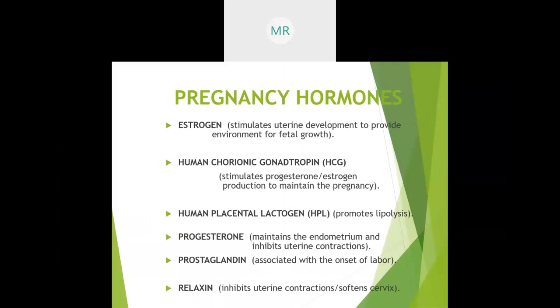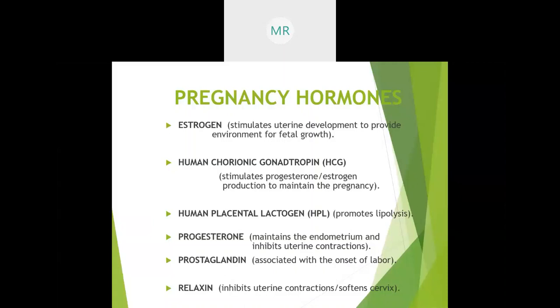We can talk about pregnancy hormones. So estrogen is our first hormone, and you'll hear me say it a lot. Estrogen stimulates uterine development to provide an environment for fetal growth. It also prepares the breast for lactation. That's all about estrogen. Another famous hormone is HCG, human chorionic gonadotropin.